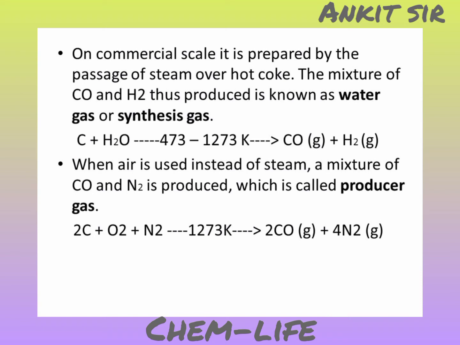On a commercial scale, it is prepared by the passage of steam over hot coke. The mixture of CO and H2, carbon monoxide and hydrogen, produces water gas, also known as synthesis gas. C plus H2O at 473 to 1273 Kelvin gives CO plus H2, water gas. When air is used instead of steam in the preparation of water gas, a mixture of CO plus N2 forms, which is known as producer gas.